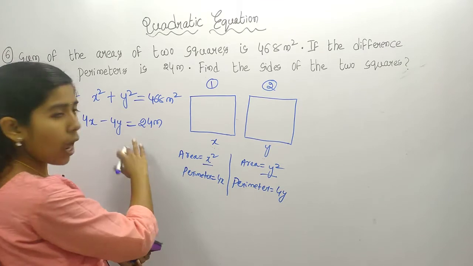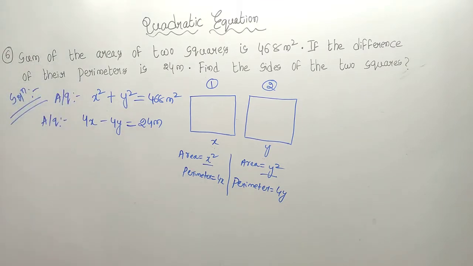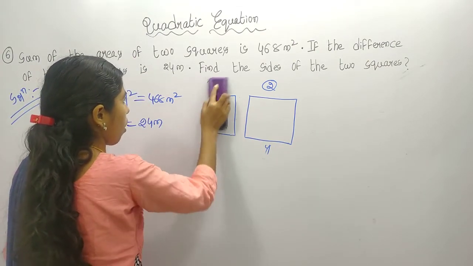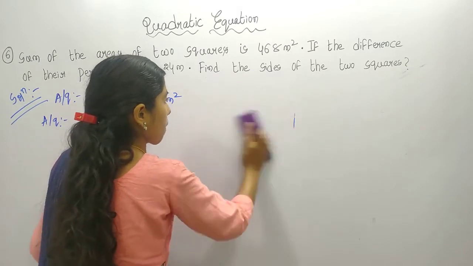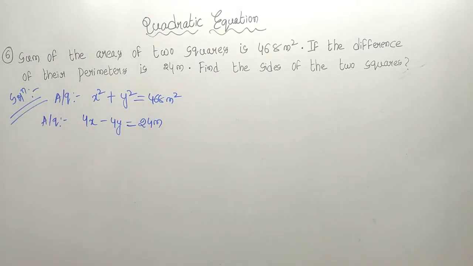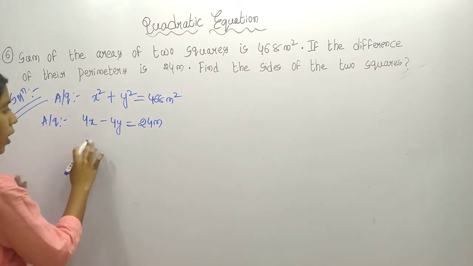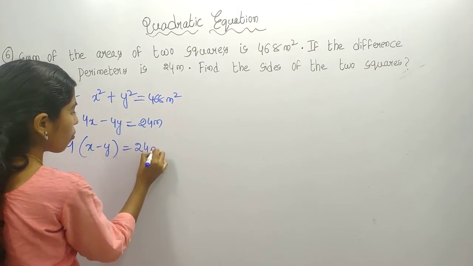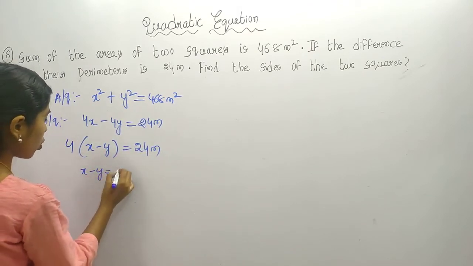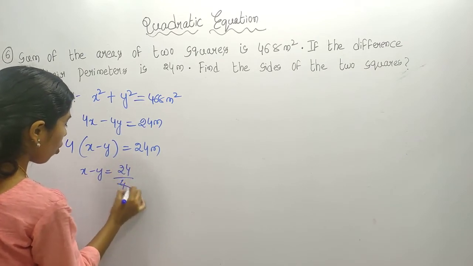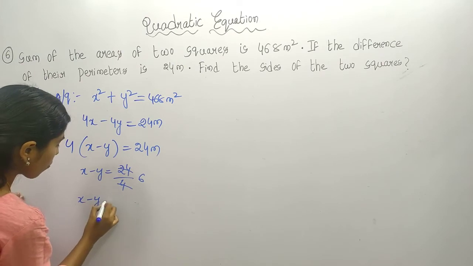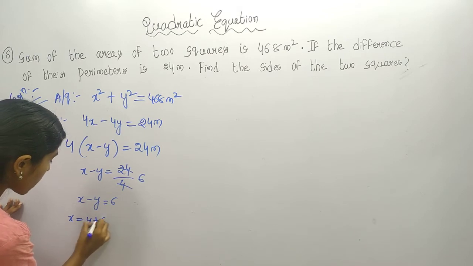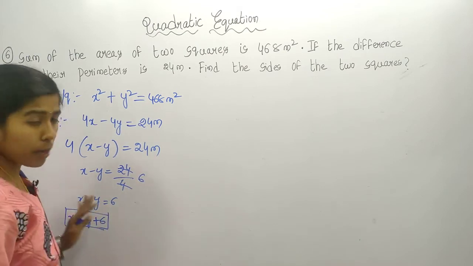Okay, you understood how it came? Now we will solve. So 4x minus 4y, you take common 4: 4 times (x minus y) equals 24 meter. So x minus y equals 24 divided by 4. 4 into 6 is 24. So x minus y equals 6. So here you can take x equals y plus 6. Okay, here the x value came, y plus 6.